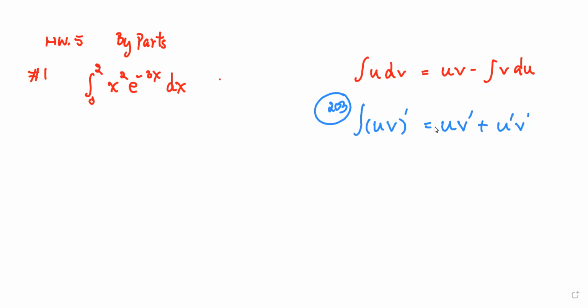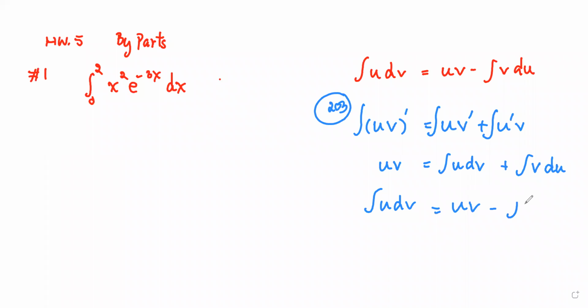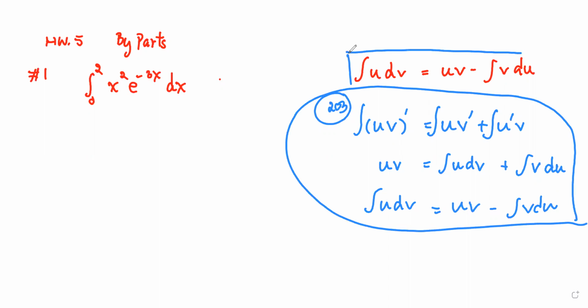And then, on top of Calc 1, when you do the integration and the derivative, they cancel each other out and become uv, and this becomes integral u v prime, which is going to be dv, and then plus integral v du. Rearranging the terms, integral u dv equals u times v minus integral v du. So that's a quick reference for the by parts formula.